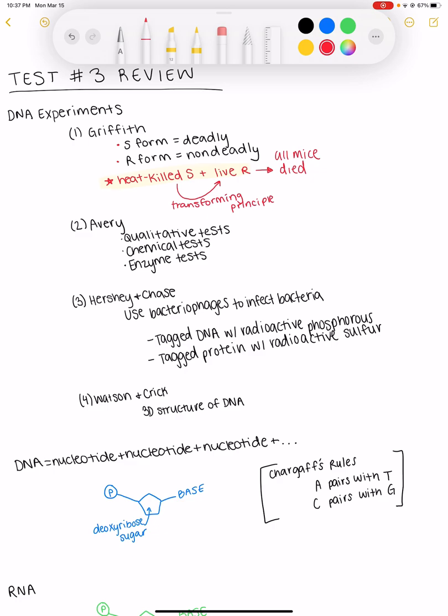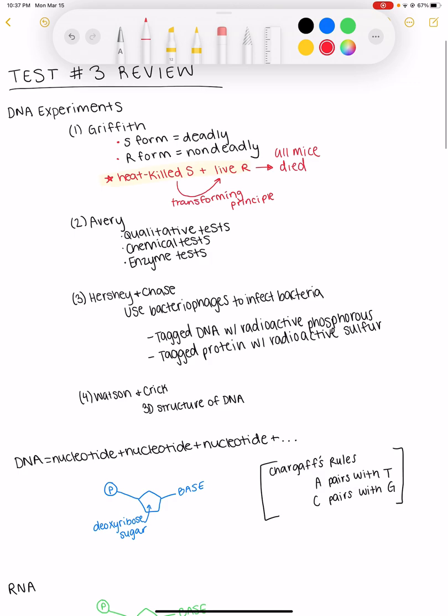And then we get into Avery. So Avery wanted to identify what is that transforming principle. What is the thing that is being passed from the deadly S bacteria into the non-deadly R bacteria to make them deadly? And so he did 3 different tests. They're outlined further in your notes, but he did a qualitative test, chemical tests, and enzyme tests, and all of these concluded that DNA was that transforming principle. So everything lined up. It all matched with DNA.